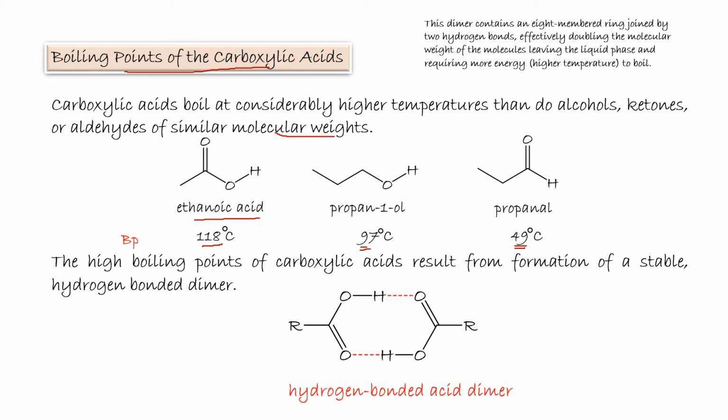The high boiling points of carboxylic acids result from the formation of stable hydrogen-bonded dimers. So the structure actually of this carboxylic acid is a dimer, hydrogen bonded. That's double the molecular weight, and doubling the molecular weight of the molecule, leaving the liquid phase requires more energy, higher temperature, for it to boil.